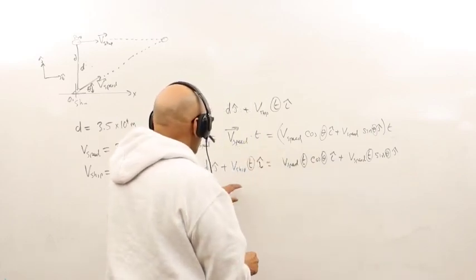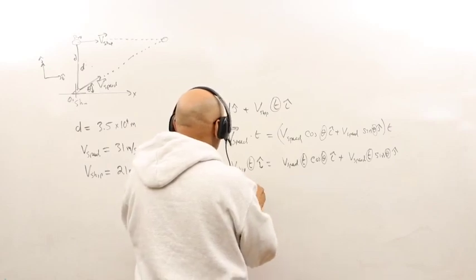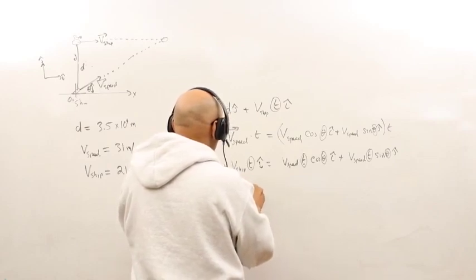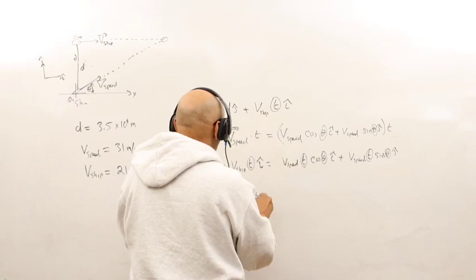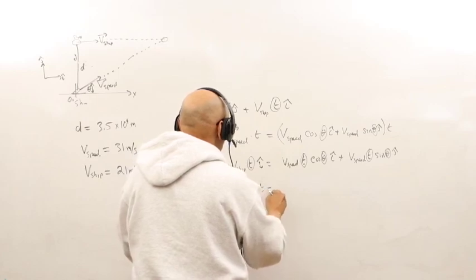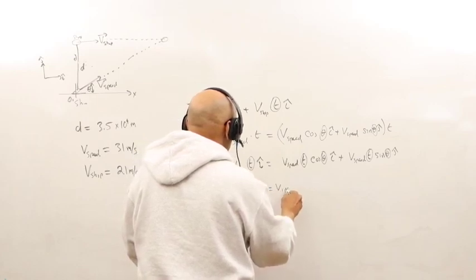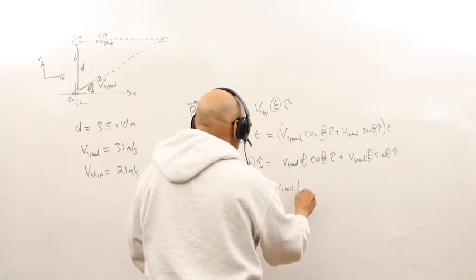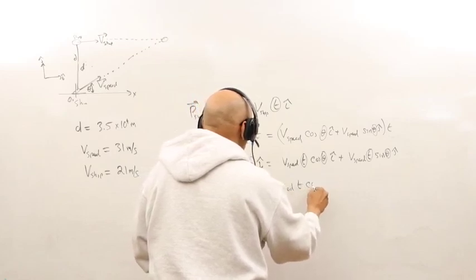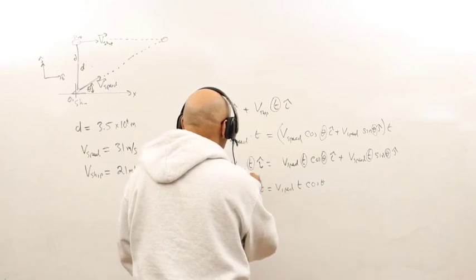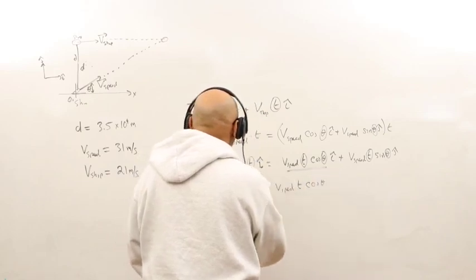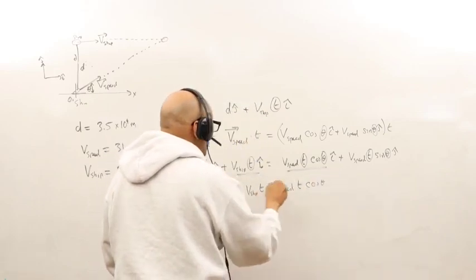So we know the i component must match the i component, so we get two simultaneous equations. V ship times time must be equal to v speed times time times cosine of theta. So here's the i terms. Here's the j terms.